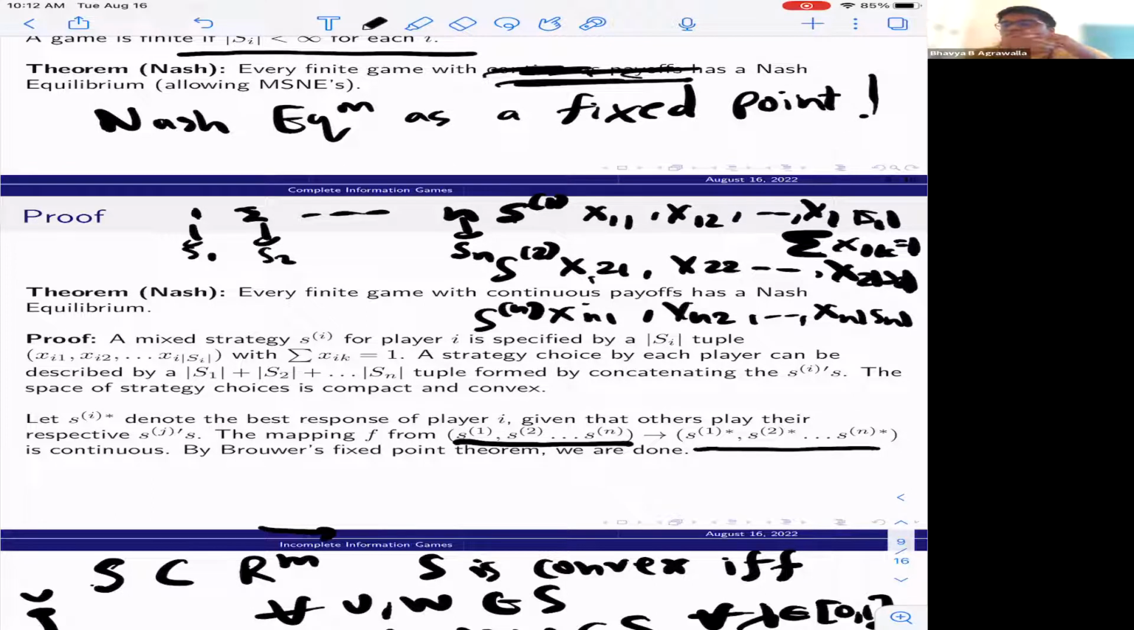Say player one, and I have chosen some probability distribution over my strategies. Player two has chosen some probability distribution, and so on till player n. If the strategies taken by the other players were to just change a little bit, if they change the probability distribution a little bit, then I won't have to make a drastic change in my probability distribution to get the sigma of whatever I just said. So one strategy would give another strategy for any other player. So I guess then it is continuous.